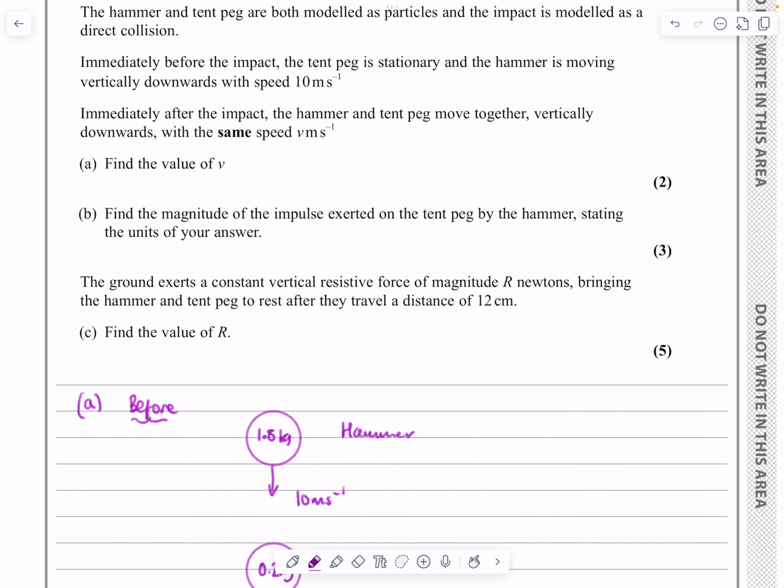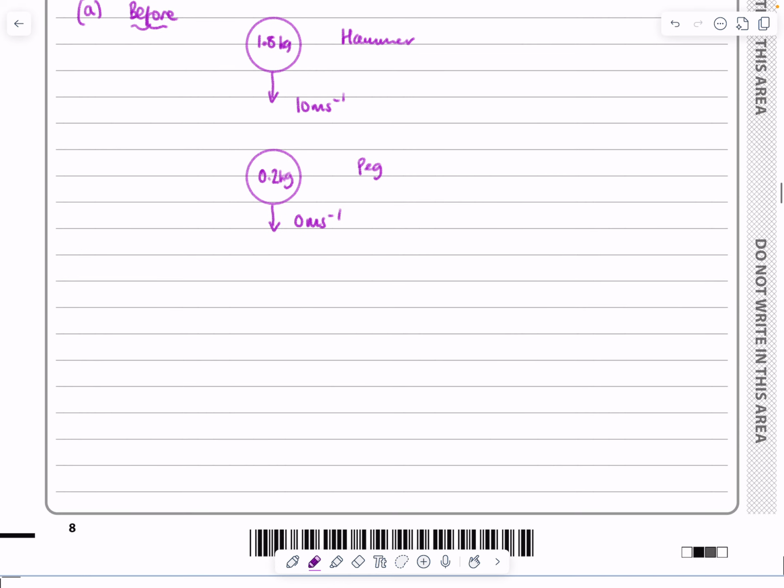Afterwards, the hammer and the tent peg move together vertically downwards with the same speed v. That's called coalescing, when the two of them will be together here, and they're both moving down with a speed of v. This is after. So the 1.8 and the 0.2 will be joined together. It'll be a mass of 2 kilograms now, with a speed of v.